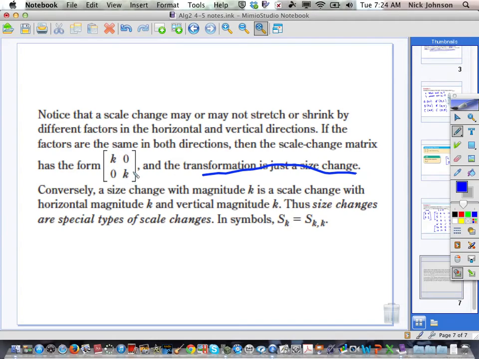That's why Mr. Johnson sometimes says size change instead of scale change. So keep in mind a size change is just where this is the same number. Okay? A scale change is where these numbers are different.